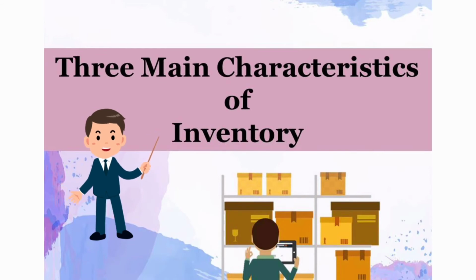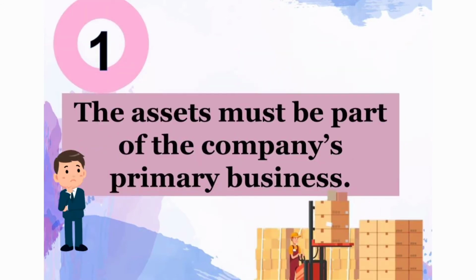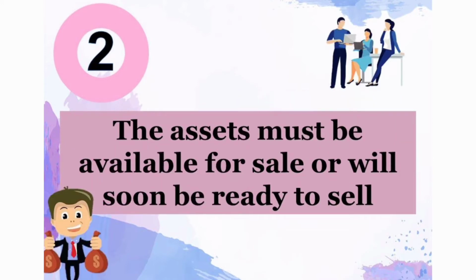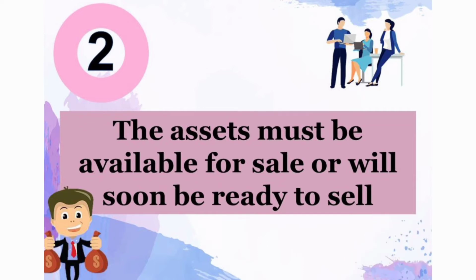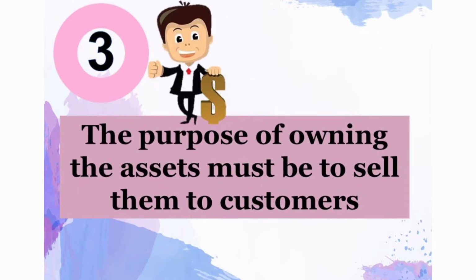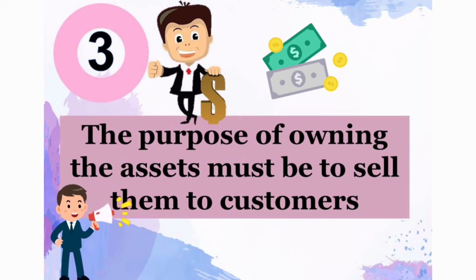The three main characteristics of inventory. First, the asset must be part of the company's primary business. Second, the asset must be available for sale or will soon be ready to sell. If some business assets could be sold but are never actually made available for sale, they are not inventory. Third, the purpose of owning the asset must be to sell it to customers. This characteristic can be applied to all businesses in all industries, so if you are ever unsure what should be included or not, just remember the three characteristics of inventory.